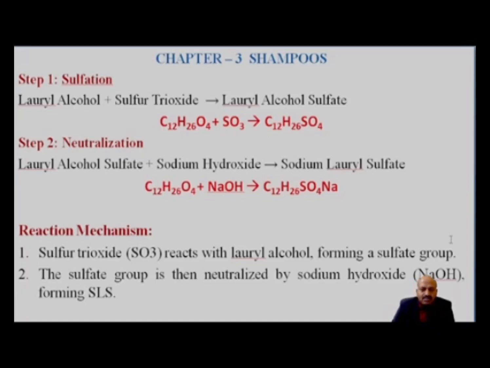In the sulfation step, lauryl alcohol plus sulfur trioxide forms lauryl alcohol sulfate. So that is the first step, the sulfation reaction step. That is C12H26O4 plus SO3 gives C12H26SO4, and it forms the product called lauryl alcohol sulfate. And the second step is neutralization.